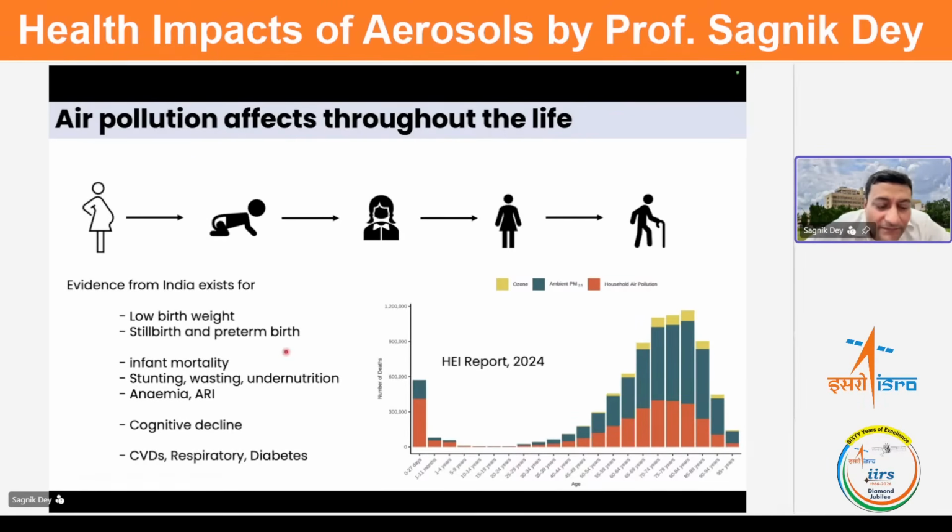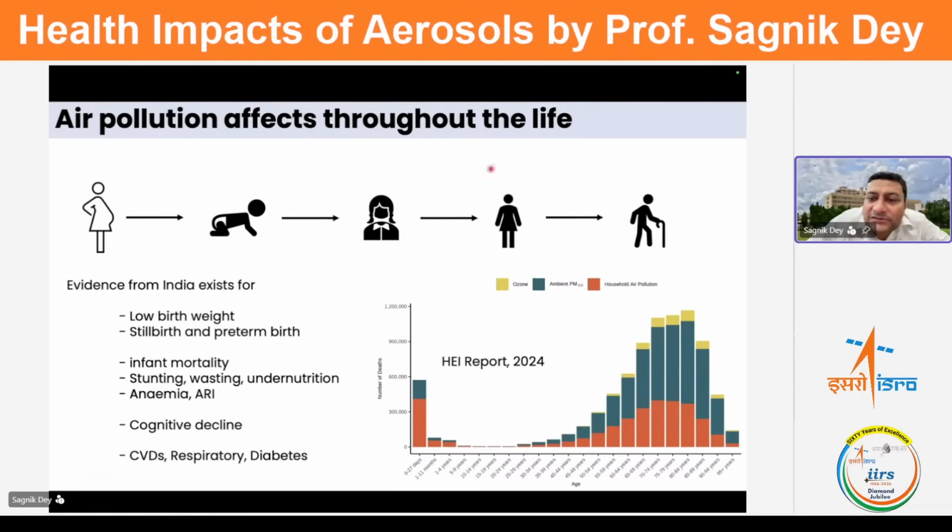It can enhance the chance of stunting, wasting, undernutrition, that means there will be a negative impact on the development of the child, physical development, cognitive development. High air pollution in childhood can increase the chance of anemia, chance of acute respiratory infections. As the child grows, there are now studies showing a negative impact on learning outcomes. Typical school going children, I'm talking about. All these studies exist now, in the last decade or so, with Indian datasets.